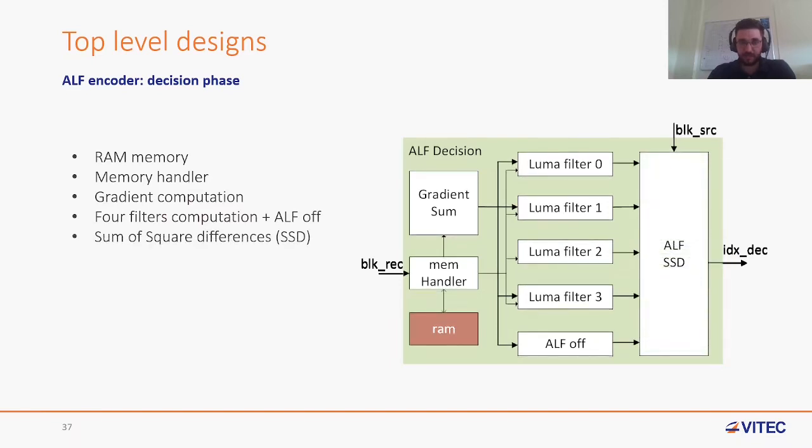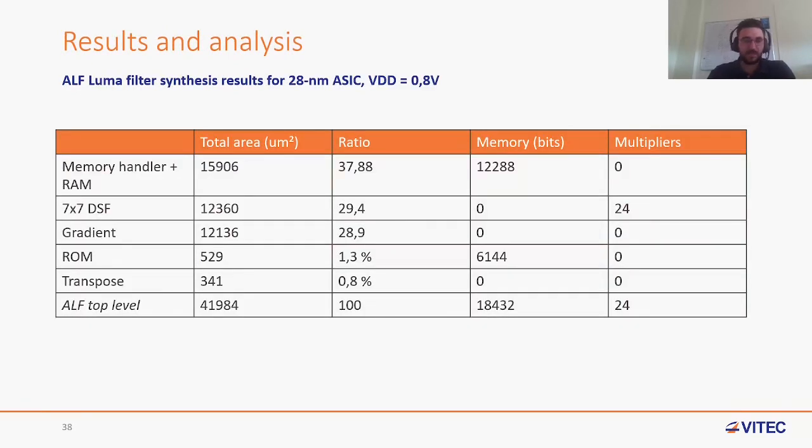And then using a sum of square difference module, it computes the sum of square differences between the filtered blocks and the non-filtered blocks and the source block. Then as a final result, the decision phase will select the filter that minimizes the SSD, or the sum of square difference, as we can see in the figure. Now let's move on to the results.